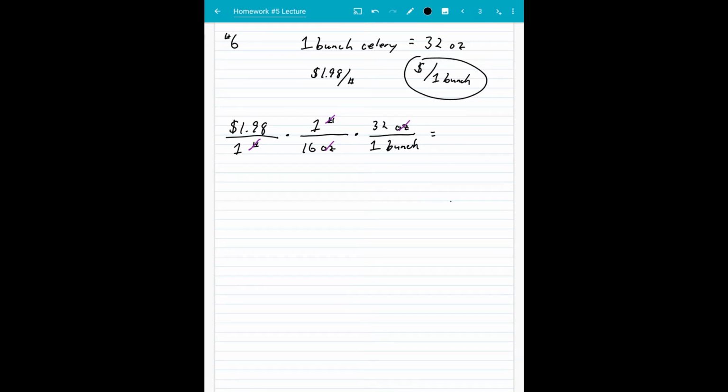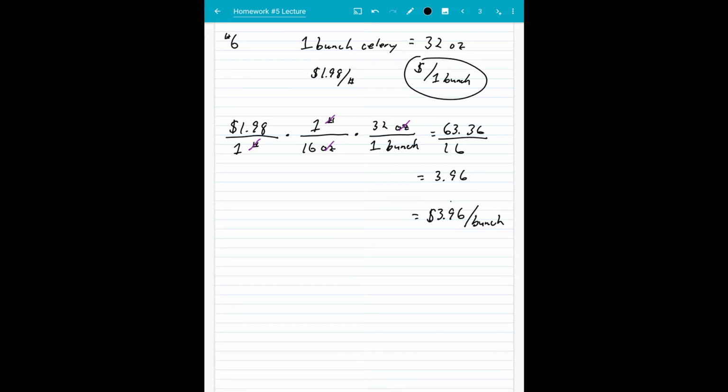Go ahead and multiply the top numbers, $1.98 times 32. That gives you 63.36 over 16, and you divide that by 16, you'll end up getting 3.96. Now we're talking about dollars per bunch, so it'd be $3.96 per bunch. And that's your answer for that problem.